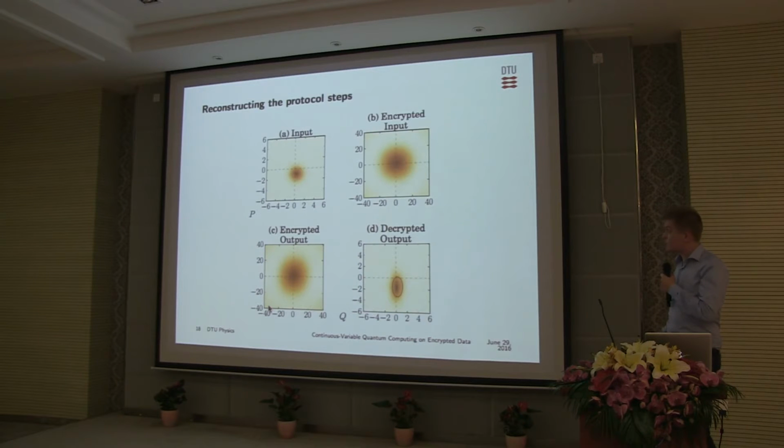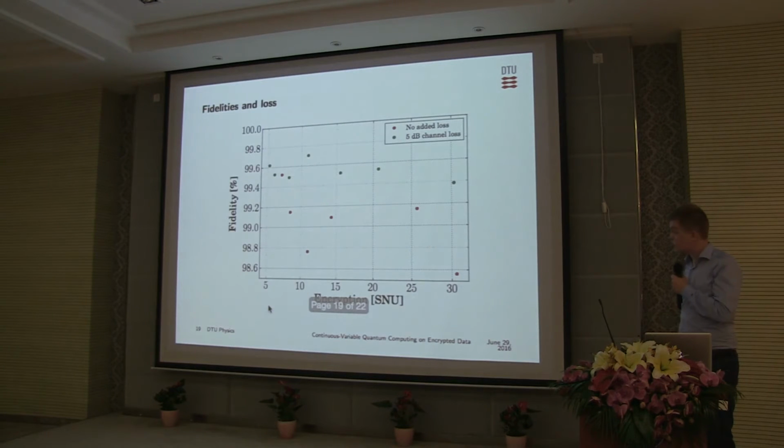So, here we have reconstructed the steps in this protocol. So you see once again the displacements. You see that once you have this encryption of a fairly large thermal state, you don't see the displacement on the scale. Then you apply the squeezing to this displaced thermal state, and you recover the displaced squeezed state once you decrypt.